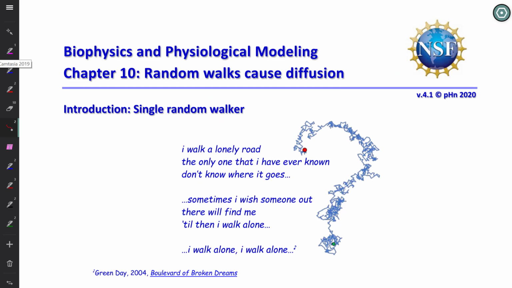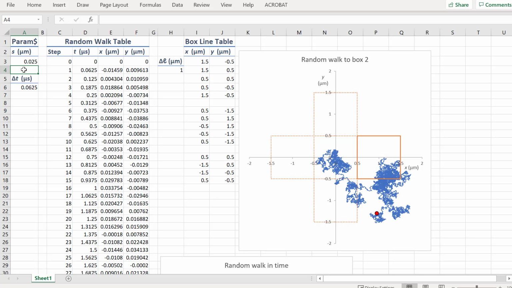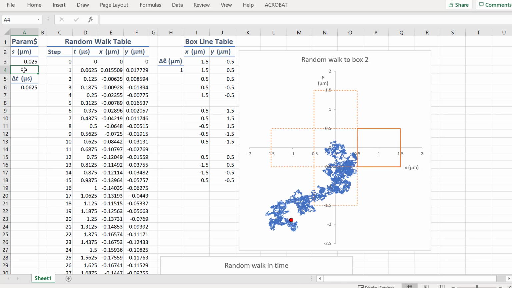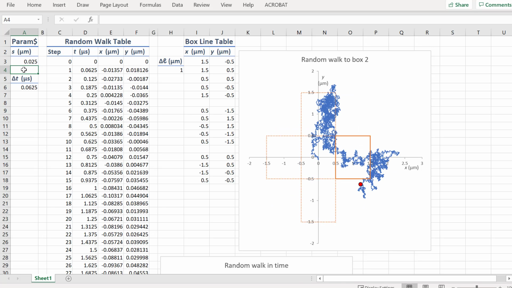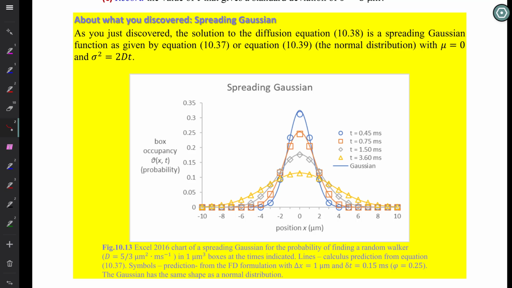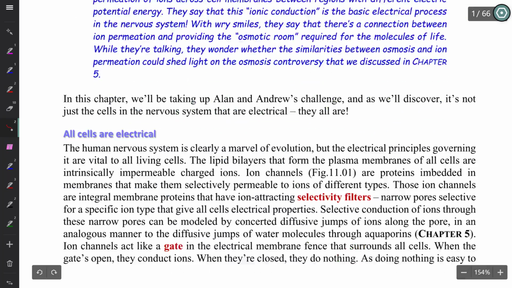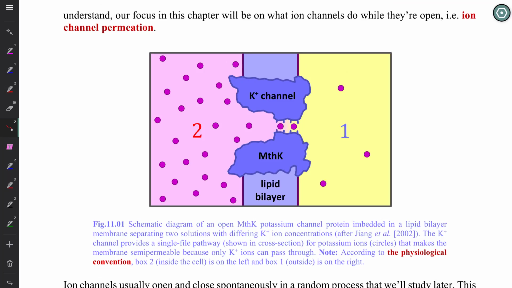In Chapter 10, students model random walks in Excel, and they can see various random walks and how they relate to transport, and the standard model of random walks as a spreading Gaussian. In Chapter 11, students model permeation of potassium ions through potassium channels in the membranes of all cells.